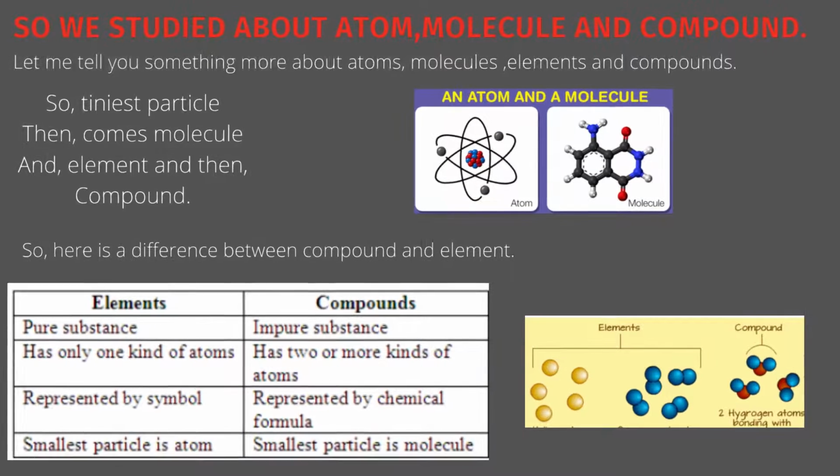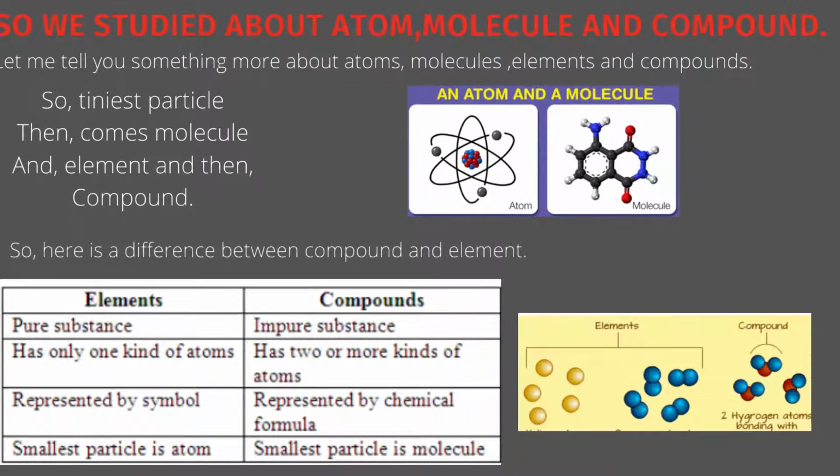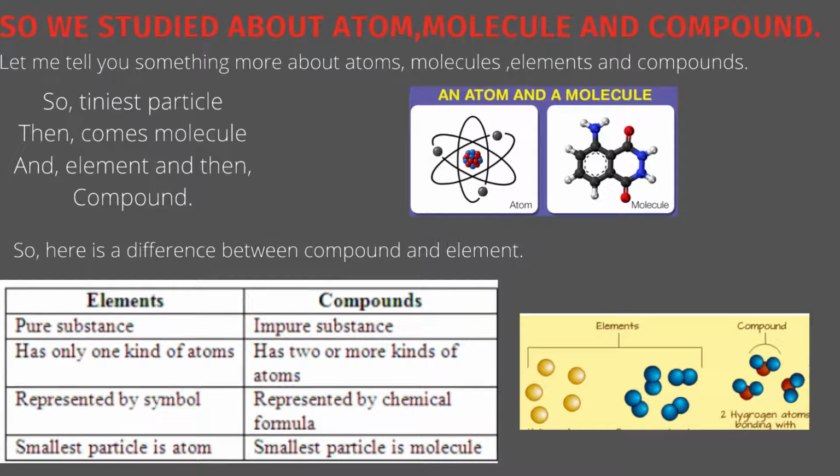So we studied atoms, molecules, and compounds. Let me tell you something more about them: atoms, molecules, elements, and compounds. The tiniest particle is the atom, then comes the molecule, then the element, and then the compound. Means the smallest is the atom, then comes the molecule, then comes the element, then comes the compound.